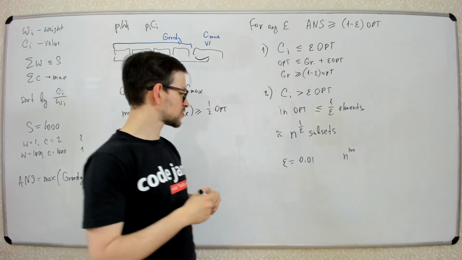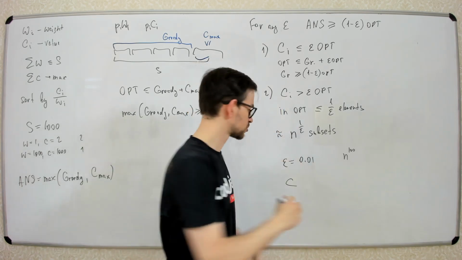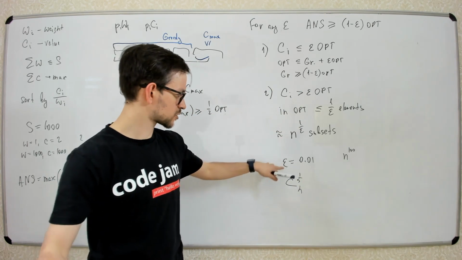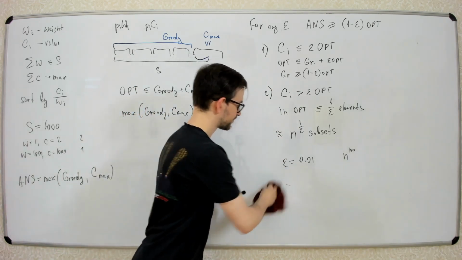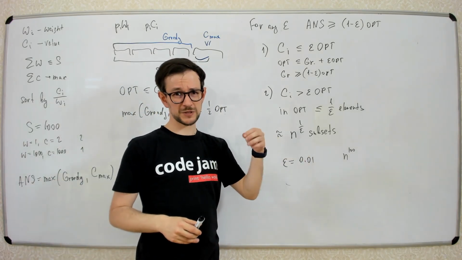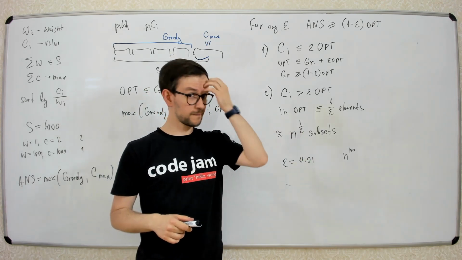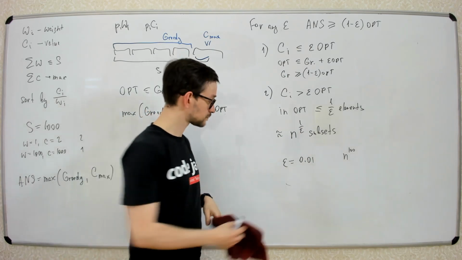And yes, the number of subsets actually is the number of ways to choose from n, 1 over epsilon. But it's basically the same. If epsilon is constant, they have the same asymptotics. So it's the number of ways to choose elements if you can duplicate the elements. We do not duplicate the elements, but the asymptotics is the same. Yeah. It's slightly less, but the asymptotics is the same.